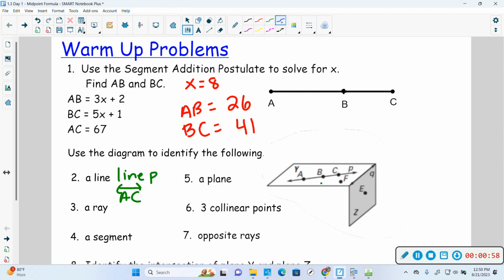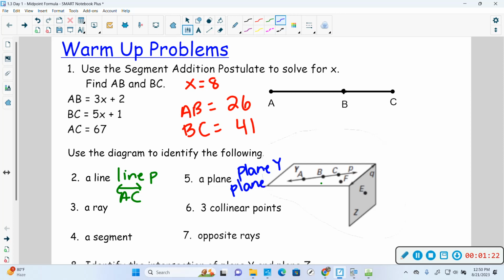Okay, let's take a look at 5. A plane. Well, you have 2 planes. If I'm going to do this one, probably the easiest thing, I would call it plane Y. I just use the Y. Or if I wanted to name this one, I don't know how well it's shaded on your notes. If you want to do the shaded one, I would probably just call it plane Z.